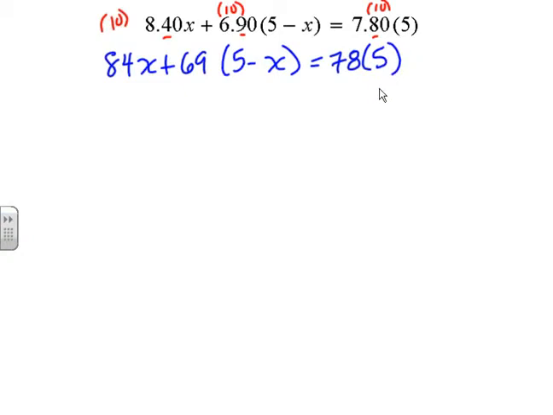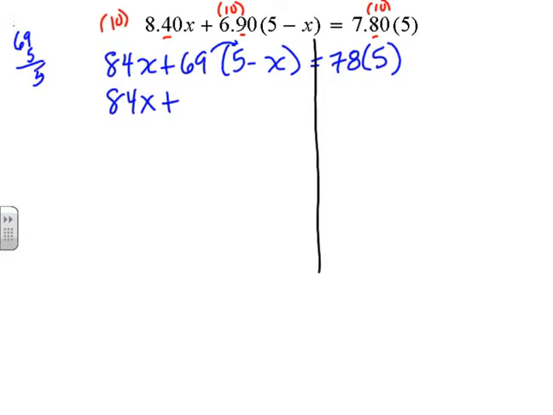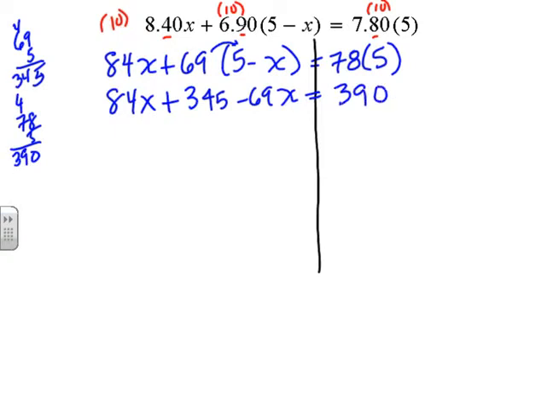All right, so now we have to do some simplifying and put some stuff together. I'm going to draw a line here to keep things where they are. So I have 84x plus, I want to distribute 69 times 5. Well, I got to work on the side here to find out what that is. That's 345, so I'll write that down. Minus 69x. That's going to equal, and I have 78 times 5 on that side. That's going to be 390.